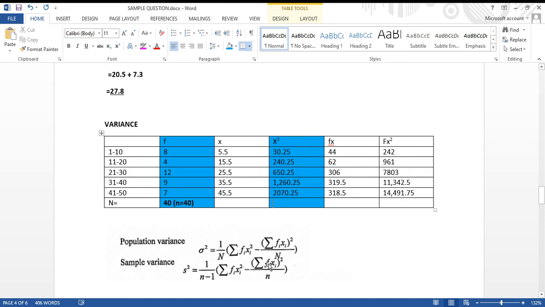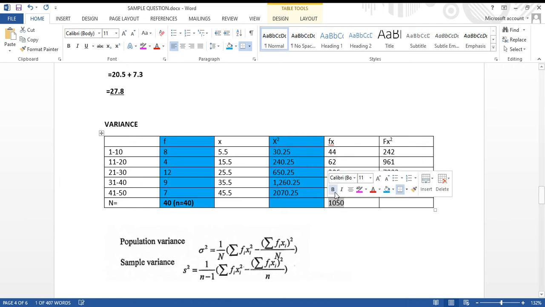The next total that we need is the summation of f times x. As you can see here, the summation of f times x. So we're going to sum up all the totals here. We say 44 plus 62 plus 306 plus 319.5 plus 318.5, we get 1050.